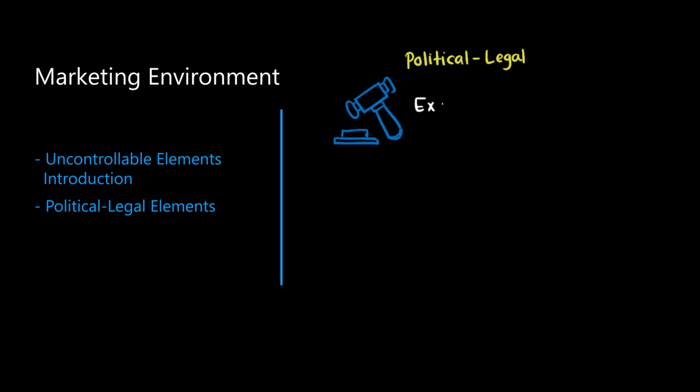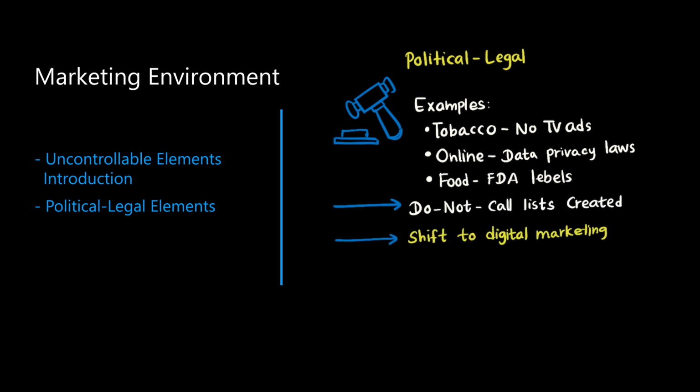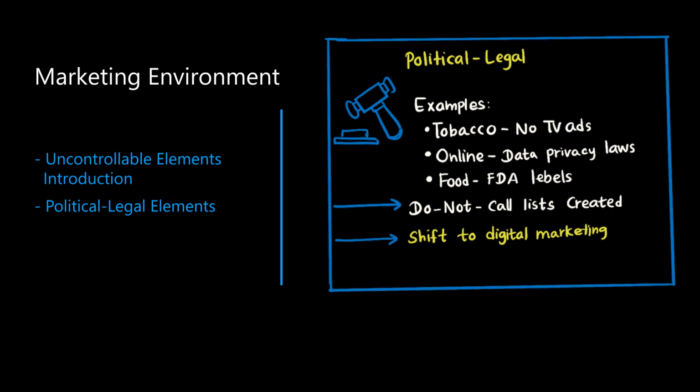The tobacco industry can't advertise on TV due to federal bans. Online retailers must comply with data privacy laws. Food companies must follow FDA labeling requirements. These regulations completely reshape marketing strategies. For instance, when telemarketing restrictions created do not call lists, companies shifted budgets from phone sales to digital marketing.